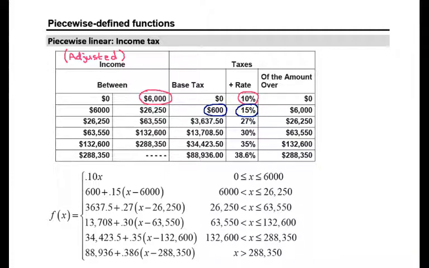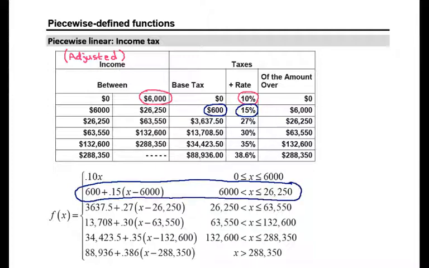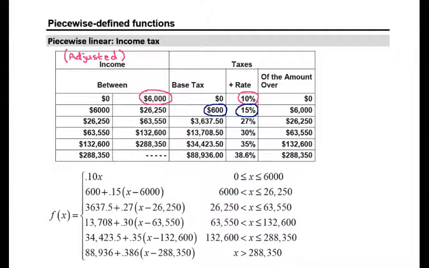So if I look at the formula that corresponds to that down here in my table, this is what it looks like. We're paying 10% of that 6,000, that's the 600, plus 15% of the rest. That's where my x minus 6,000 comes in. As you can see, in order to know what formula to apply, you really have to know how much money you made. You can't just apply one formula to everything.